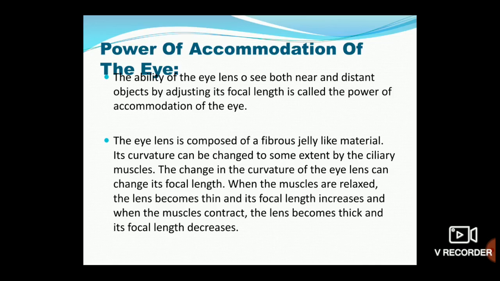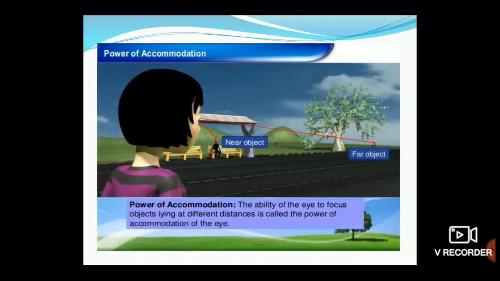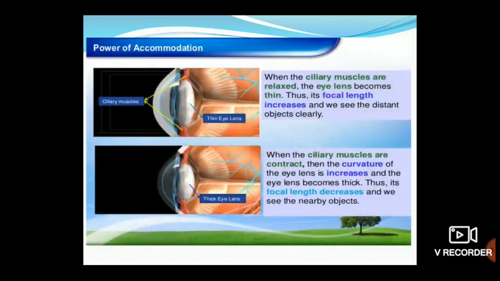The eye does this because the lens image distance for the eye has to remain constant and equal to the size of the eyeball. You can observe in the slide the near object and also the far object. Two objects are shown. In this slide you can observe the ciliary muscle relaxing in the first figure where the object is kept at infinity, focal length increases and we can see the distant object clearly.